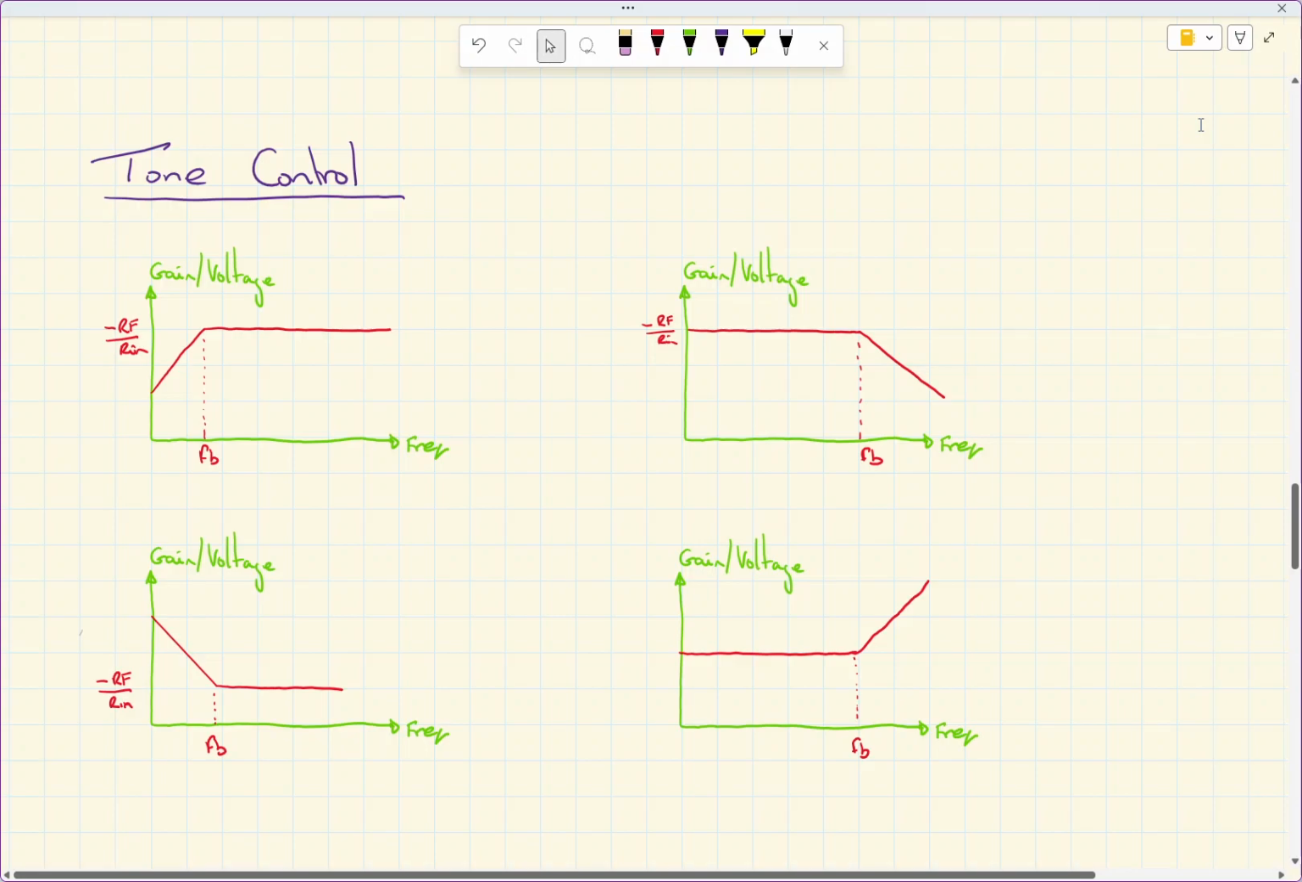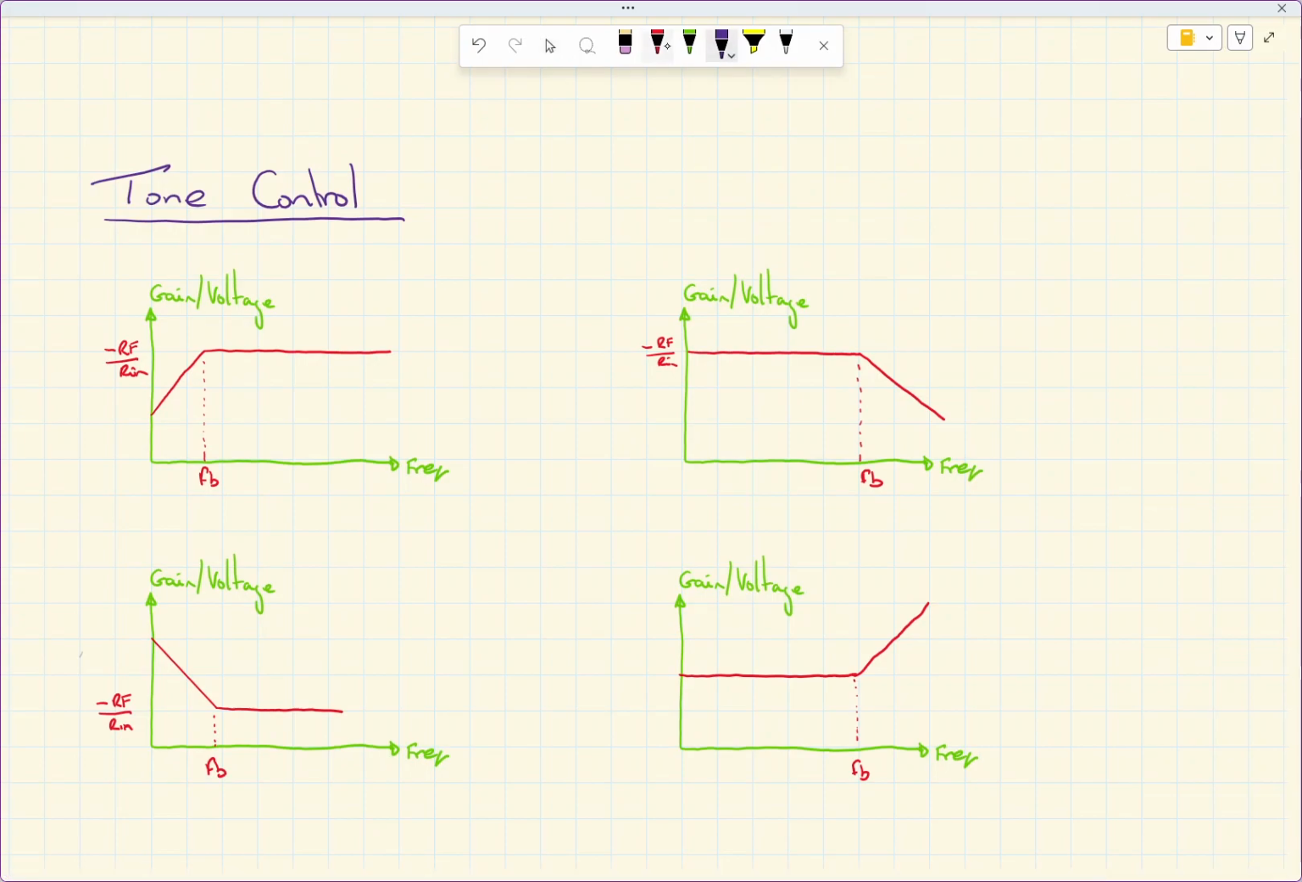Okay, so in this video we're going to look at tone control. In particular, we're going to look at our active filters. So in terms of our active filters, we then need to be aware of our cuts and our boosts.